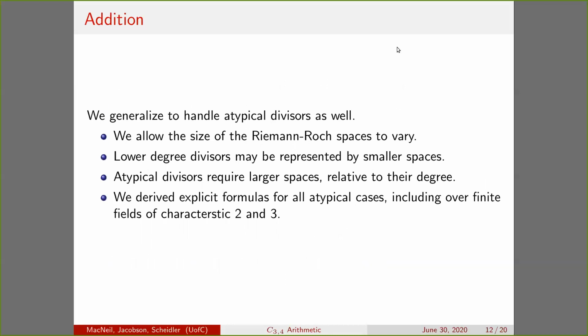We also generalized Costello and Meyer's work to handle atypical divisors as well, and we did this by allowing the size of the Riemann-Roch spaces to vary. Lower degree divisors can be handled by using smaller spaces, where atypical divisors require larger spaces relative to their degree. And putting this all together, we managed to derive explicit formulas describing all atypical cases that arise during divisor addition, including over finite fields of characteristic 2 and 3.